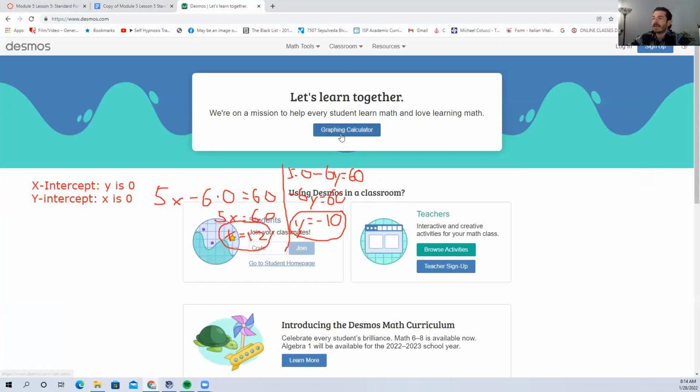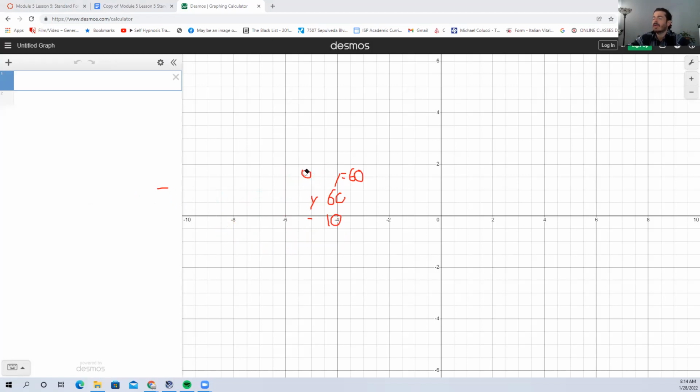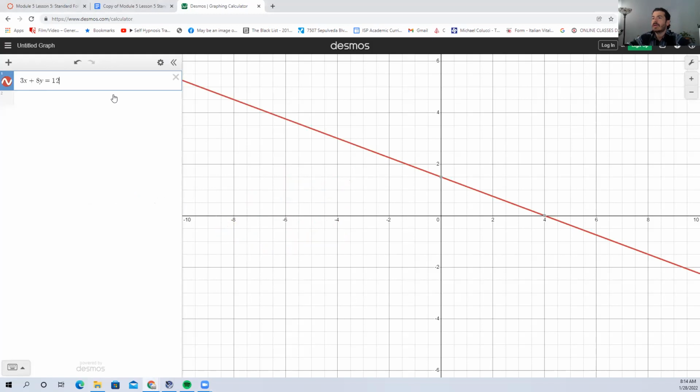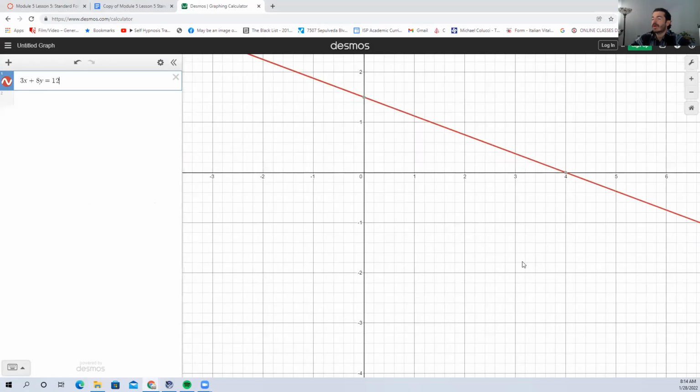So now, how else could you do it? Well, I'm going to pull up Desmos, my handy dandy graphing calculator. I want to leave up my, oh man, I guess I can't. Oh well, it's not that important. There's the next question, okay? What is my y-intercept?